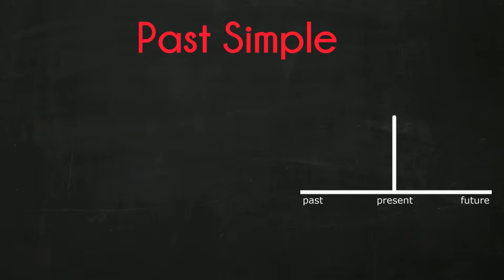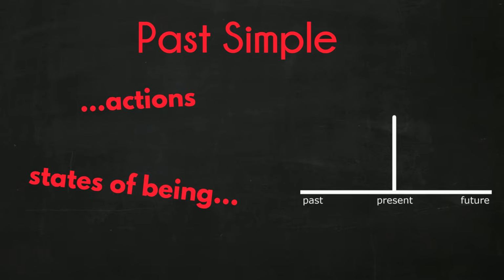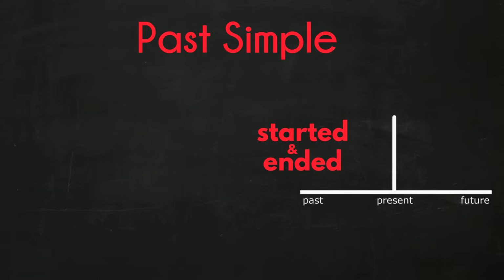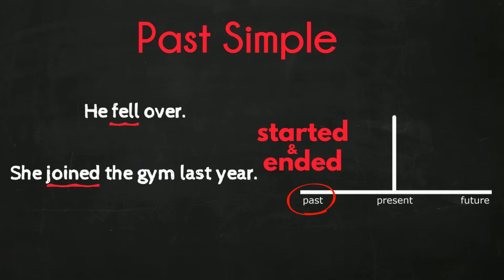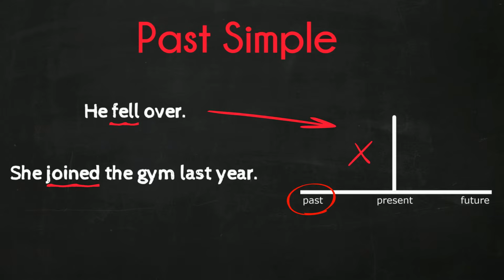We use past simple to talk about actions or states of being that started and ended in the past. For example, he fell over, or she joined the gym last year. Each action took place at a particular point in time in the past. They're not continuing.